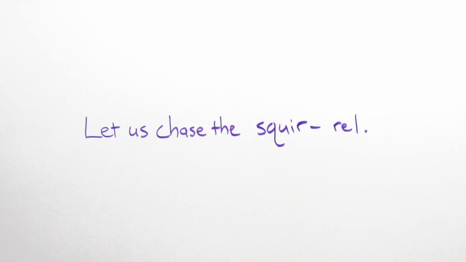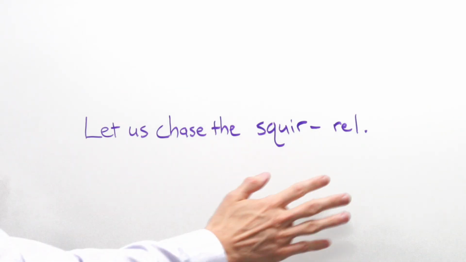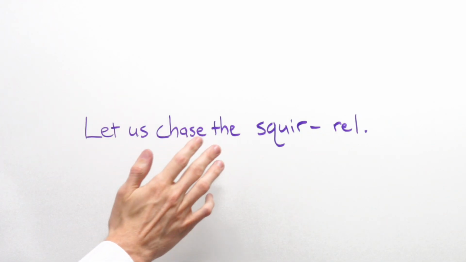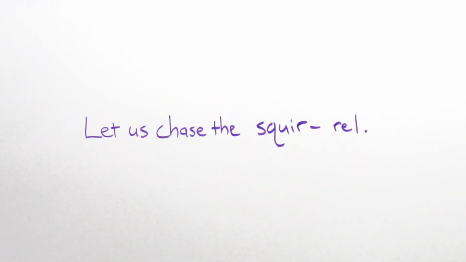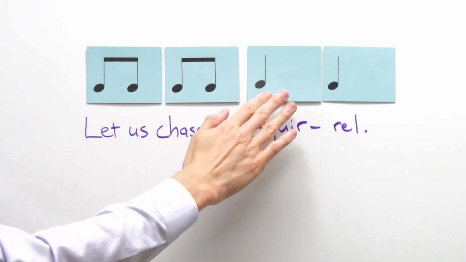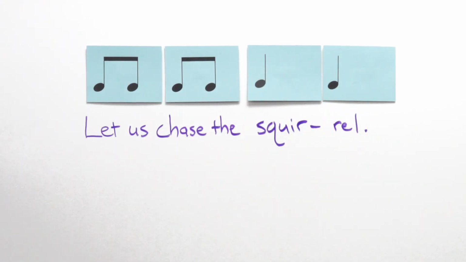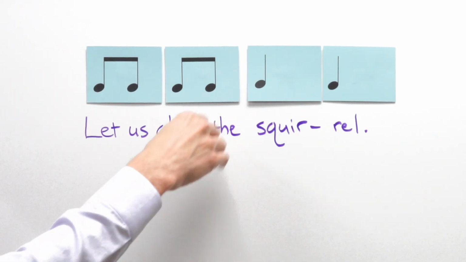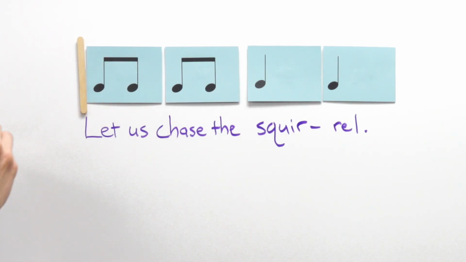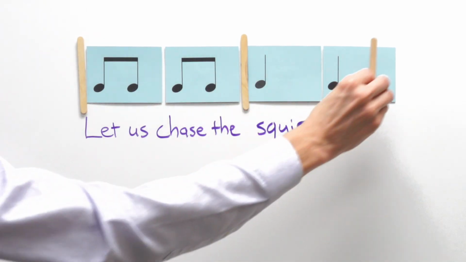Let's assume we wanted to dictate the rhythm to one phrase from a familiar song we learned a long time ago. Let us chase the squirrel. How would we write that rhythm? We could write it like this. Ti, ti, ti, ti, ta, ta. Now, if we wanted to figure out the time signature for this, we'd have to figure out where our strong beats were. Let us chase the squirrel. And for this song, it fits nicely in groups of 2 beats.